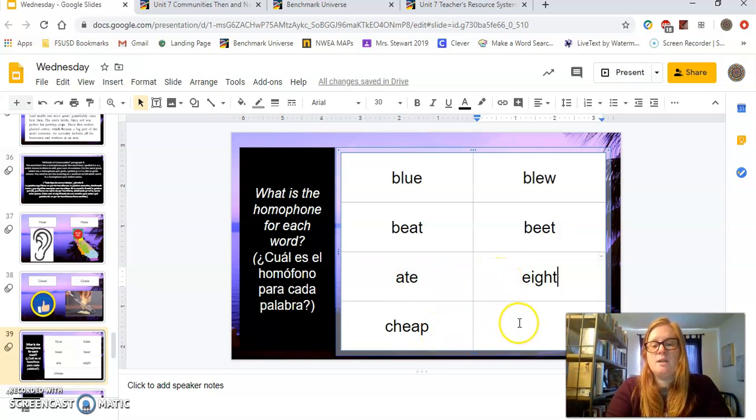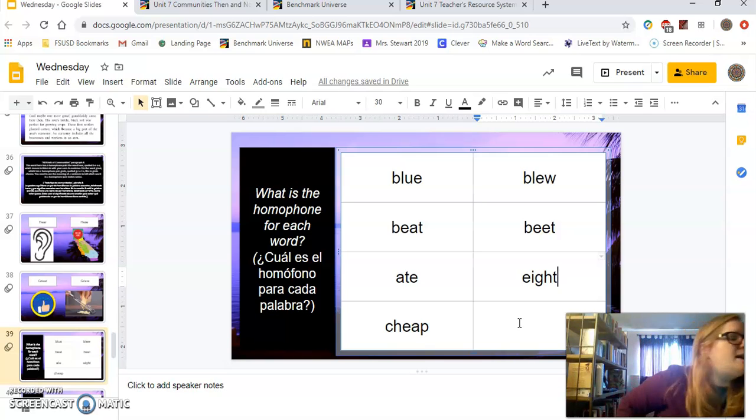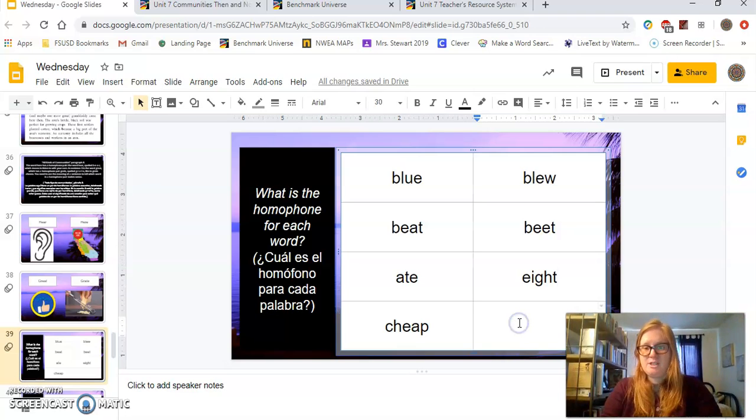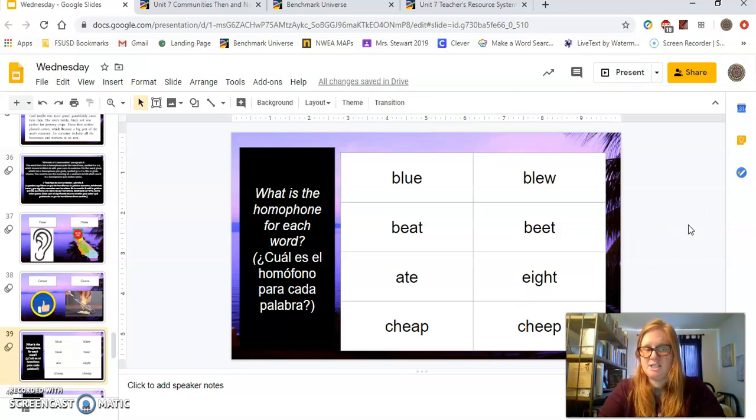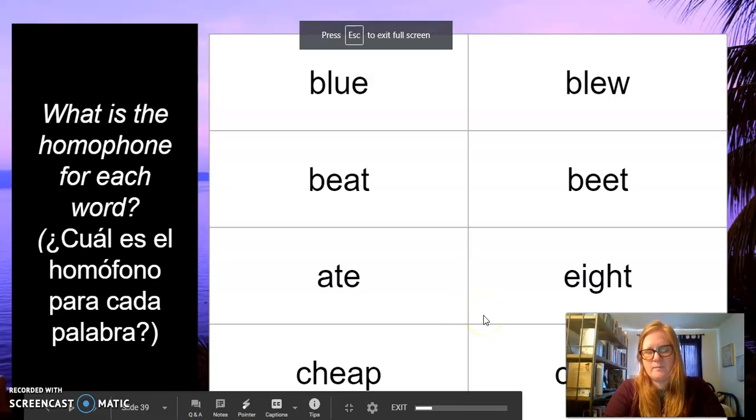Now, cheap. Cheap is like something you're buying at the store and you're like, ooh, this is a great deal. It's super cheap. I'm going to buy it because it's at a really good price. Sorry. There's another cheep, like a chicken makes, a little chickadee, a chick or a little baby chick. Cheeps is not the same thing as buying something that is cheap.